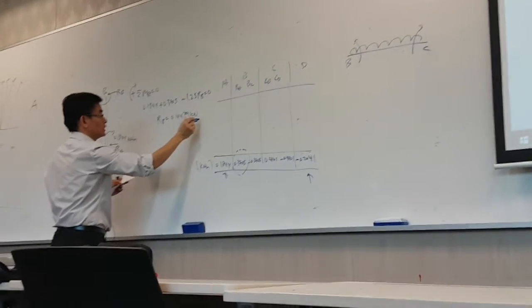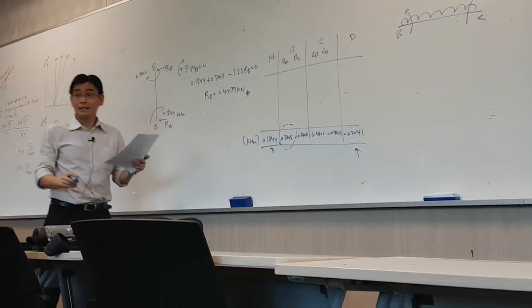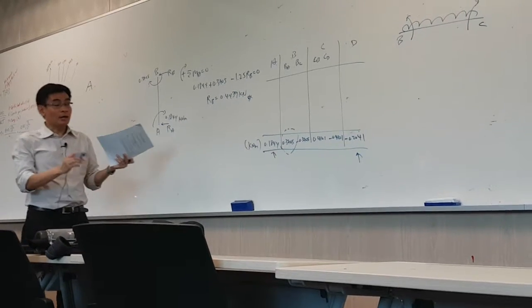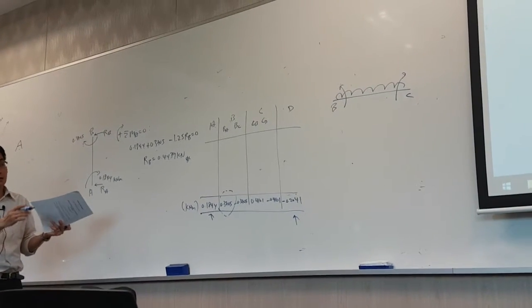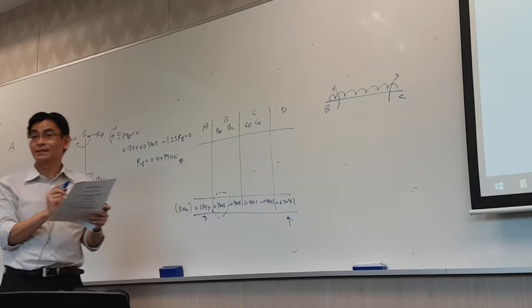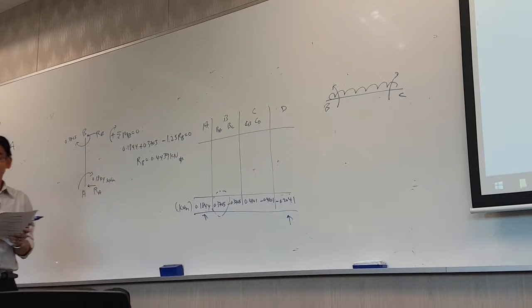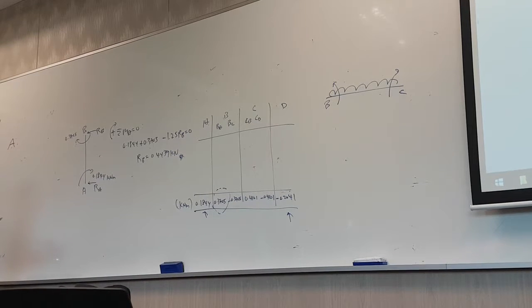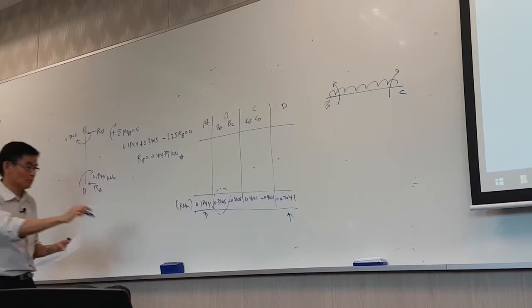0.4439 kilonewton. And that is your first RB. And what else we need to do? The next step, you have to determine the next member, which will be CD. Correct? Now I should move there.